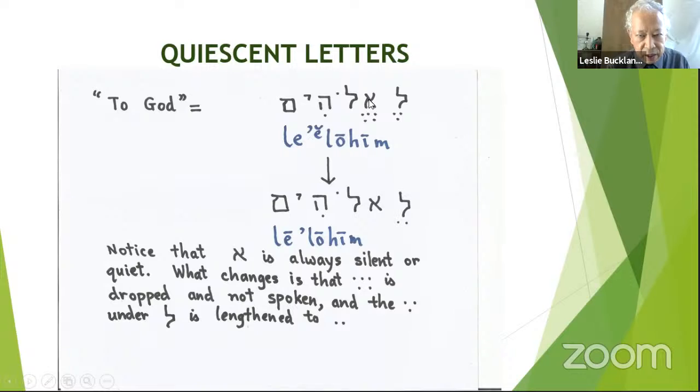You don't pronounce this letter ordinarily. This drops when the preposition to is put before it, and it is also not spoken. It is dropped and not spoken. And the segol under lameth is lengthened to sire. The short e vowel is lengthened to its corresponding long e vowel.